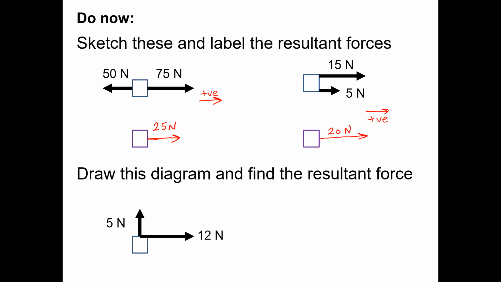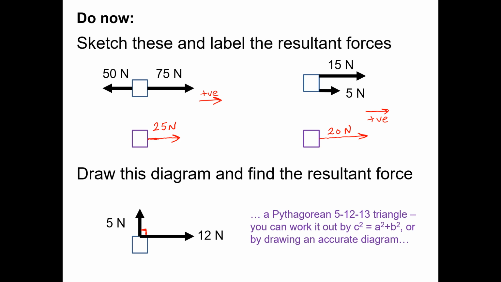Finally, a little bit more difficult, but these are now not acting in opposite directions, they are acting in different directions. So we are going to need to construct our parallelogram of forces. Now, as it happens, I've chosen these numbers and this right angle. This is actually a 5, 12, 13 triangle. You can actually work it out. Or if you draw an accurate diagram, you can measure it.